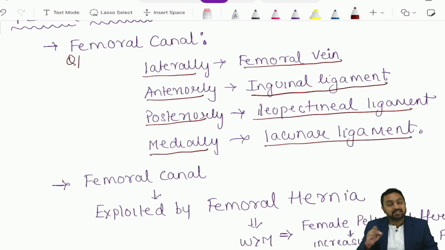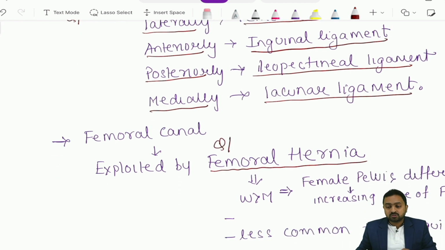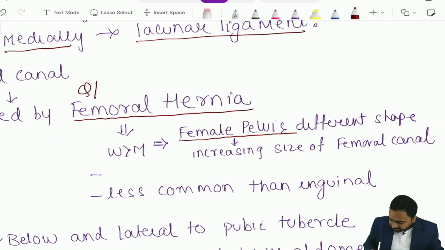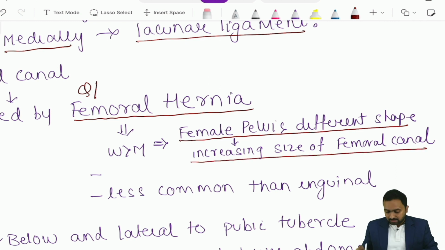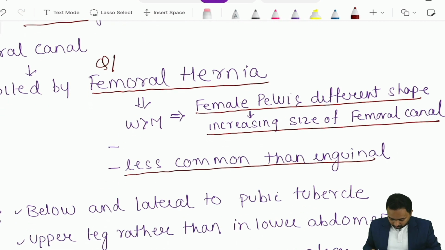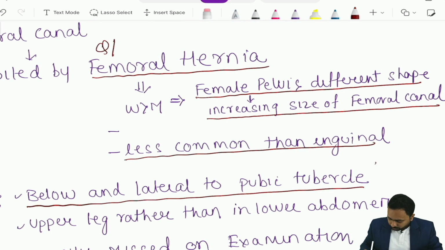So the femoral canal is the space which is exploited by your femoral hernia. It is much more common in women compared to men because the female pelvis has a different shape, which increases the size of your femoral canal, and it is much less common compared to inguinal hernia. Now, what is your important differentiating point between femoral and inguinal hernia? Femoral hernia occurs below and lateral to the pubic tubercle, whereas inguinal hernia is going to happen above and medial to your pubic tubercle.